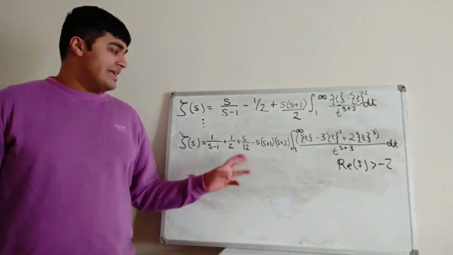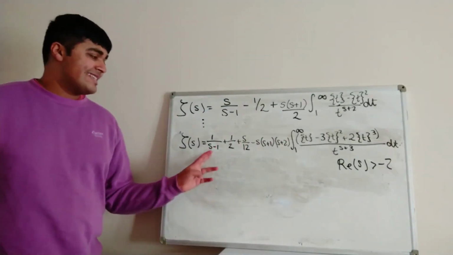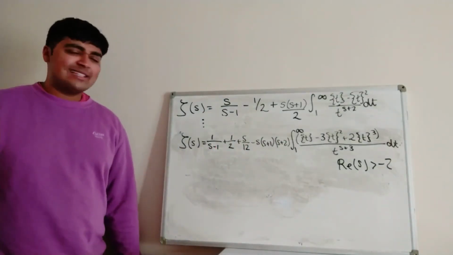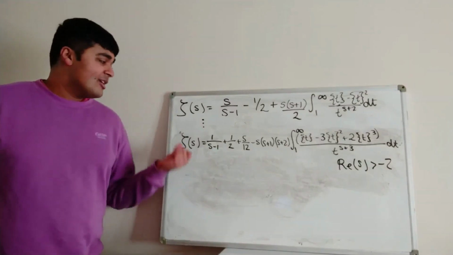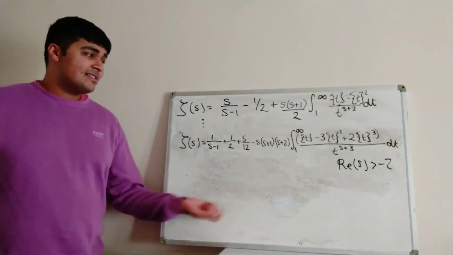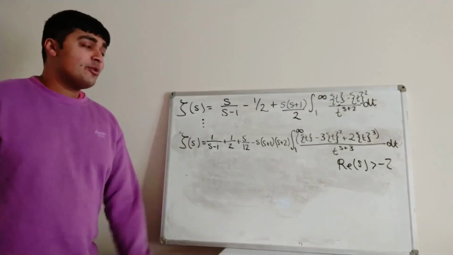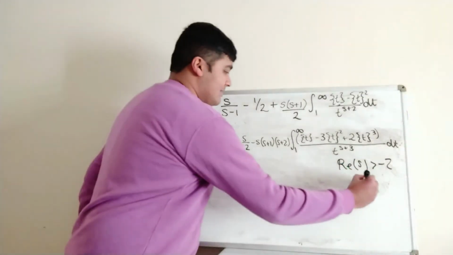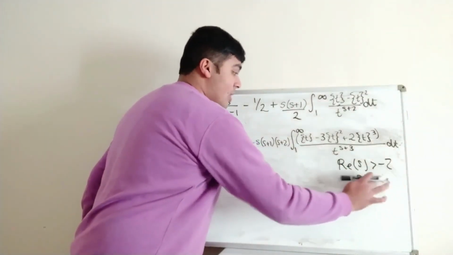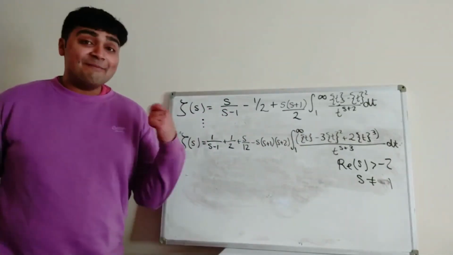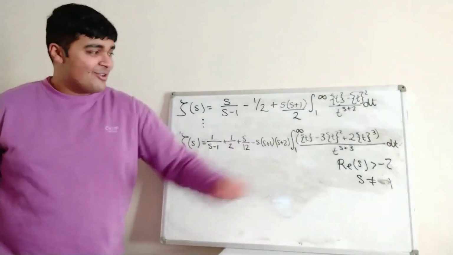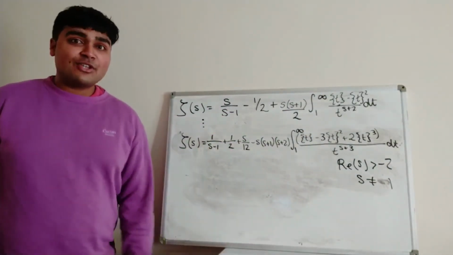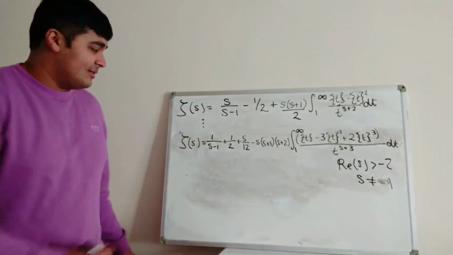So this integral here is defined for real part of s bigger than minus 2. This is defined for all s, this is defined for all s, this is defined for all s. This thing here is defined for all s except s equals 1. So all in all, we've defined zeta of s for any complex number s with real part bigger than minus 2 and s cannot be equal to 1. But thankfully, minus 1 falls in that range of numbers, so we can just go ahead and plug in minus 1 into all of this.